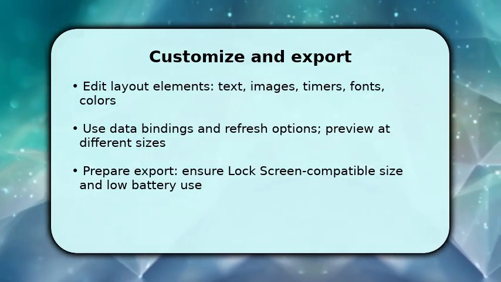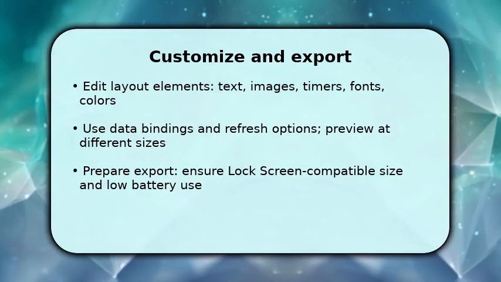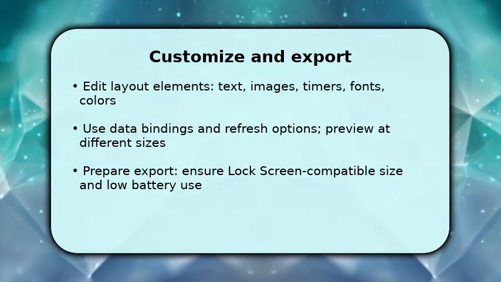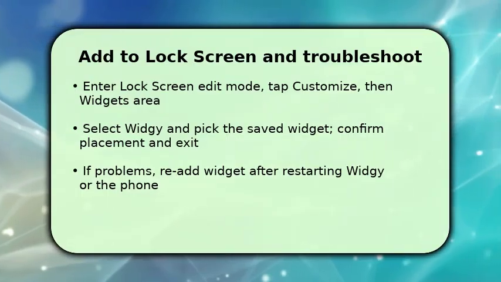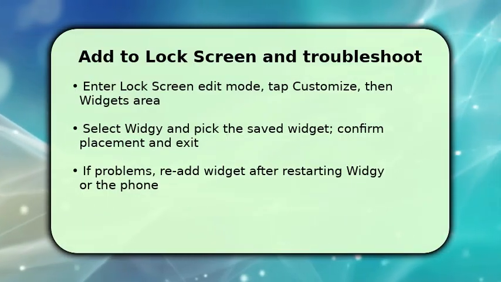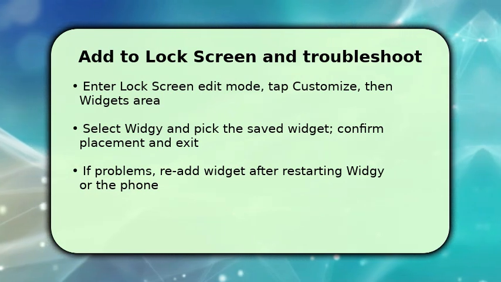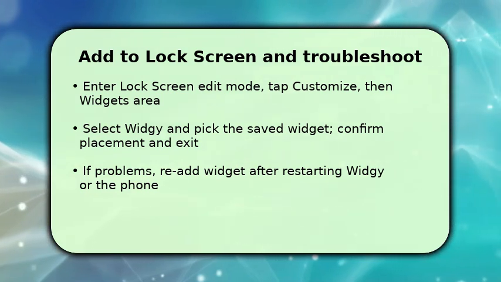Finish by placing your saved Widgy widget onto the lock screen. Lock your iPhone, long press the lock screen, tap Customize, then tap the widget area, choose Widgy from the list and select the widget you created. Position it, tap Done, and test by locking and waking the phone.